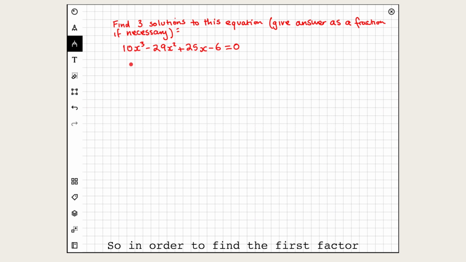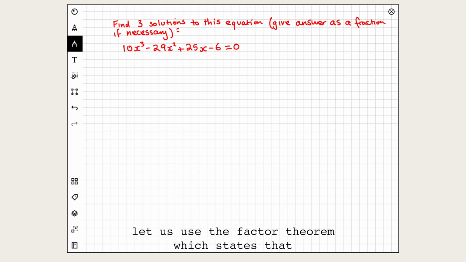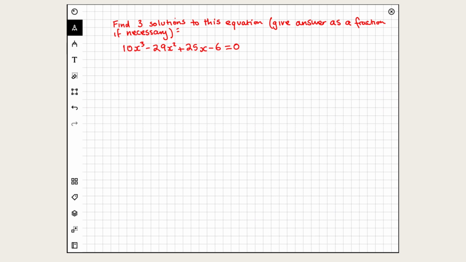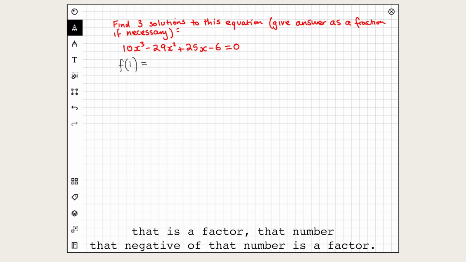So in order to find the first factor, let us use the factor theorem, which states that if we substitute in a value, let's substitute in a value of say 1 here, then if when we substitute it in it equals 0, then we know that that number, or the negative of that number, is a factor.